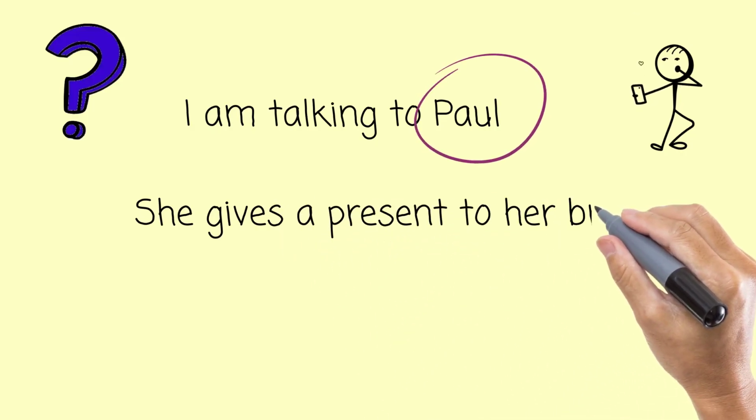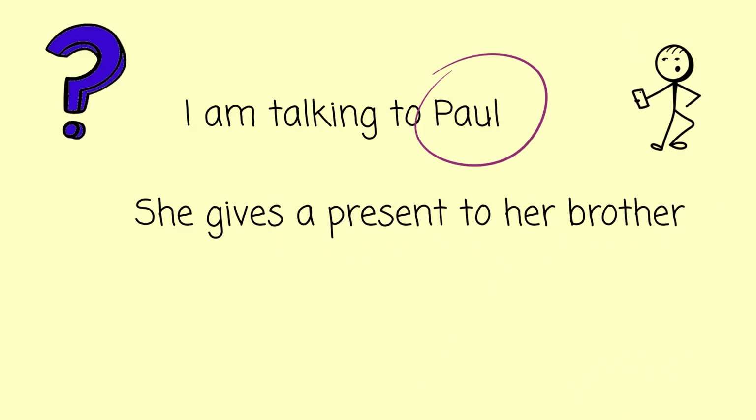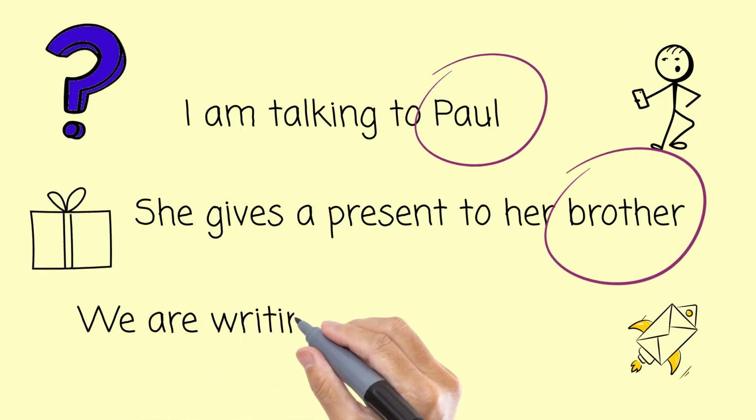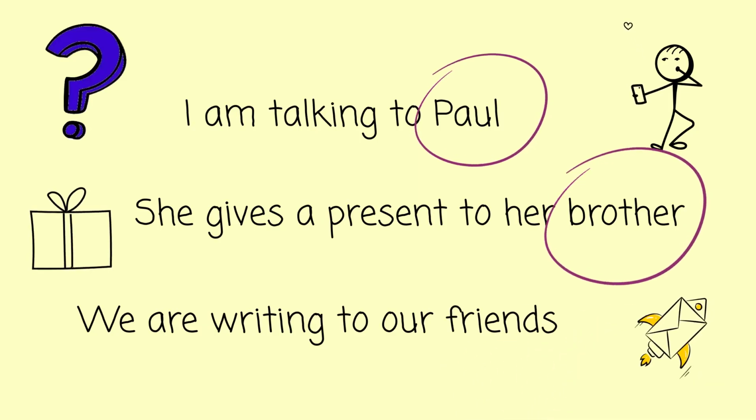She gives a present to her brother. Her brother is the indirect object. We are writing to our friends. Our friends are the indirect object.